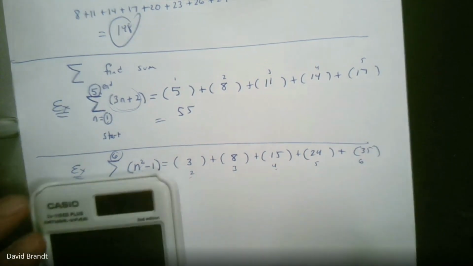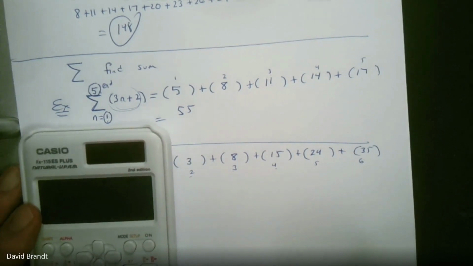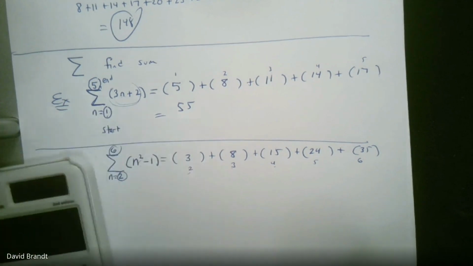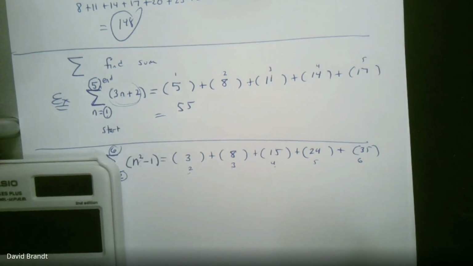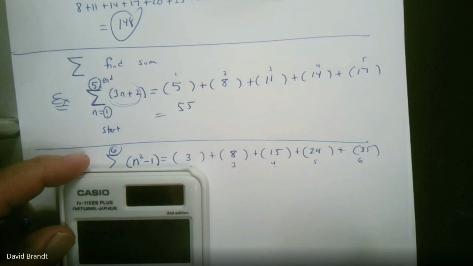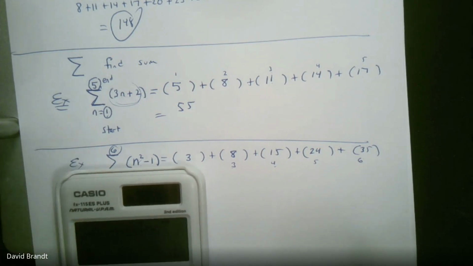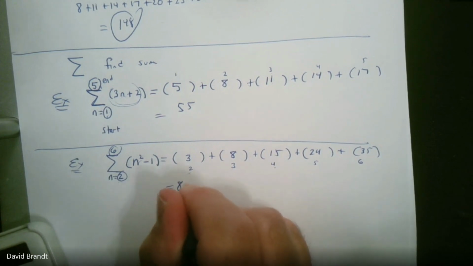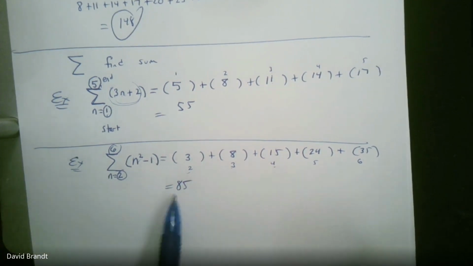Now we're going to add those numbers up. That's going to be 3 plus 8 plus 15 plus 24 plus 35. The answer is 85. So you should be ready to do the rest of the assignment.